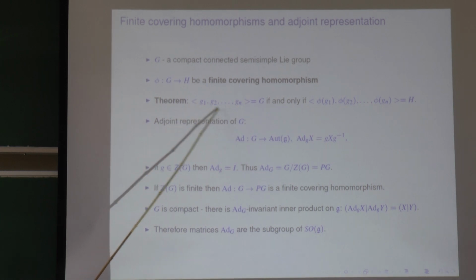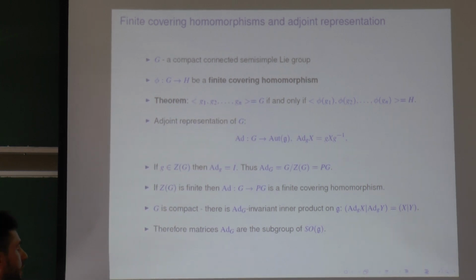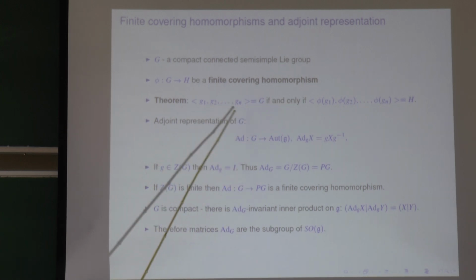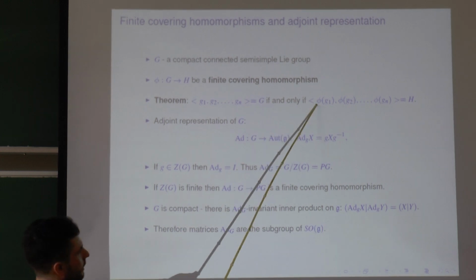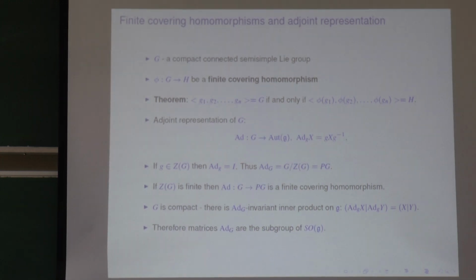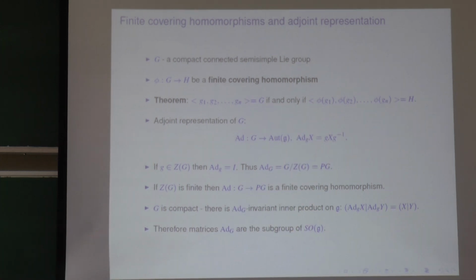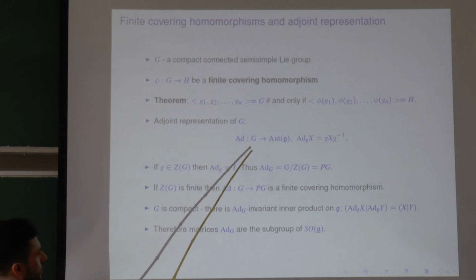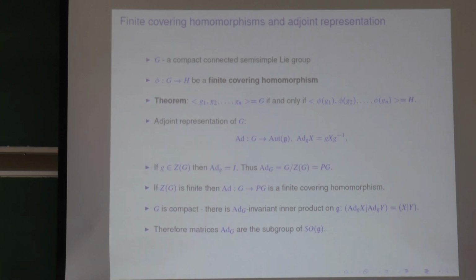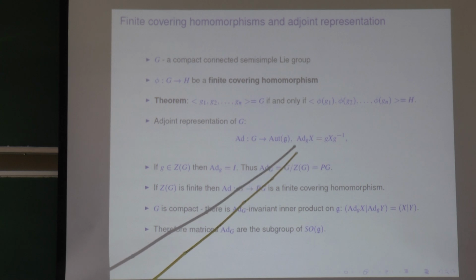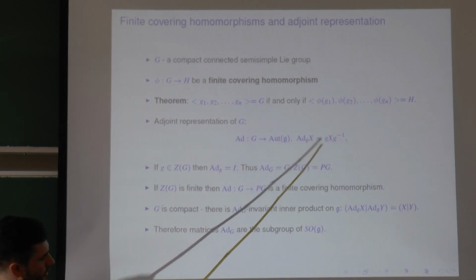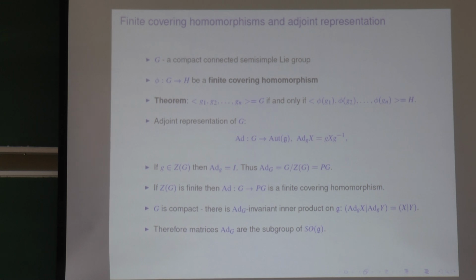So then if g1, ..., gn generates G, actually it's if and only if: g1, ..., gn generates G if and only if its image under this finite covering homomorphism generates H. And what I will aim to do is to show that the adjoint representation is such a homomorphism. So the adjoint representation is defined as a map from G to automorphisms of the Lie algebra of G. It's just conjugation by elements from the group, which acts on the elements of the Lie algebra.